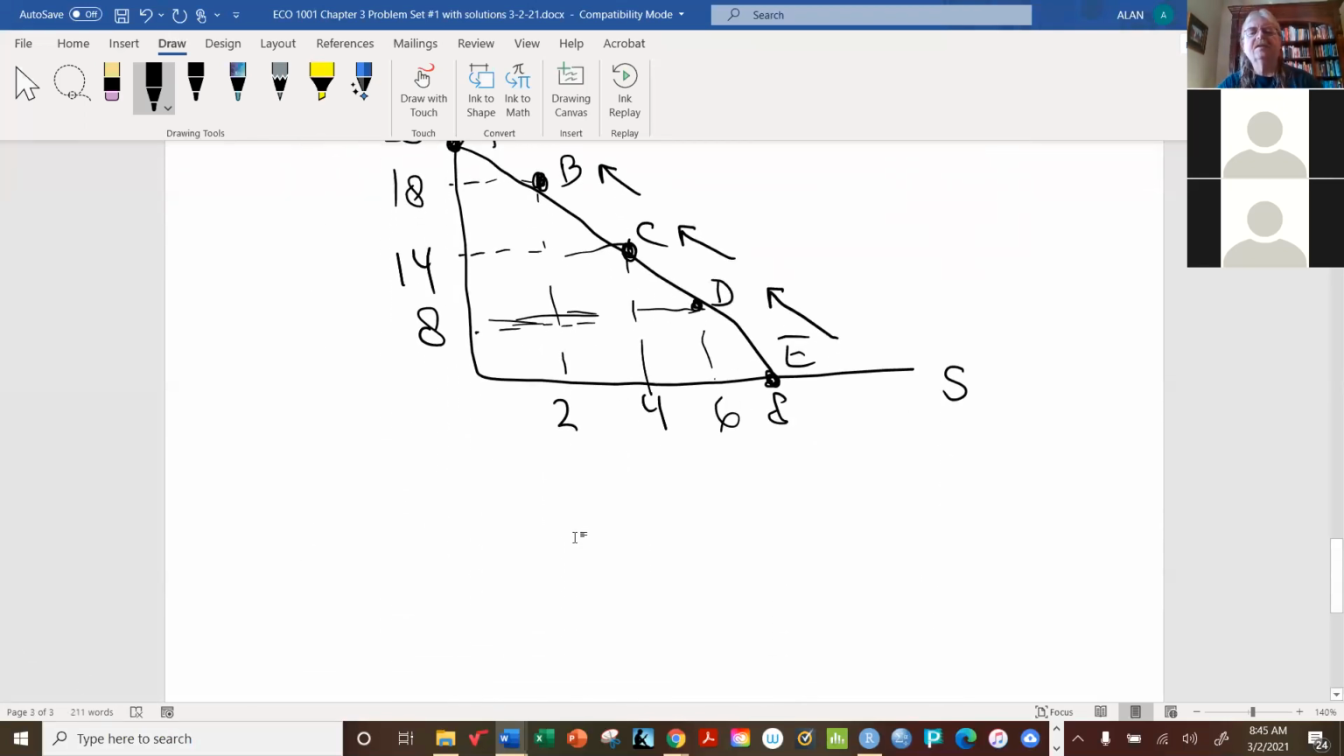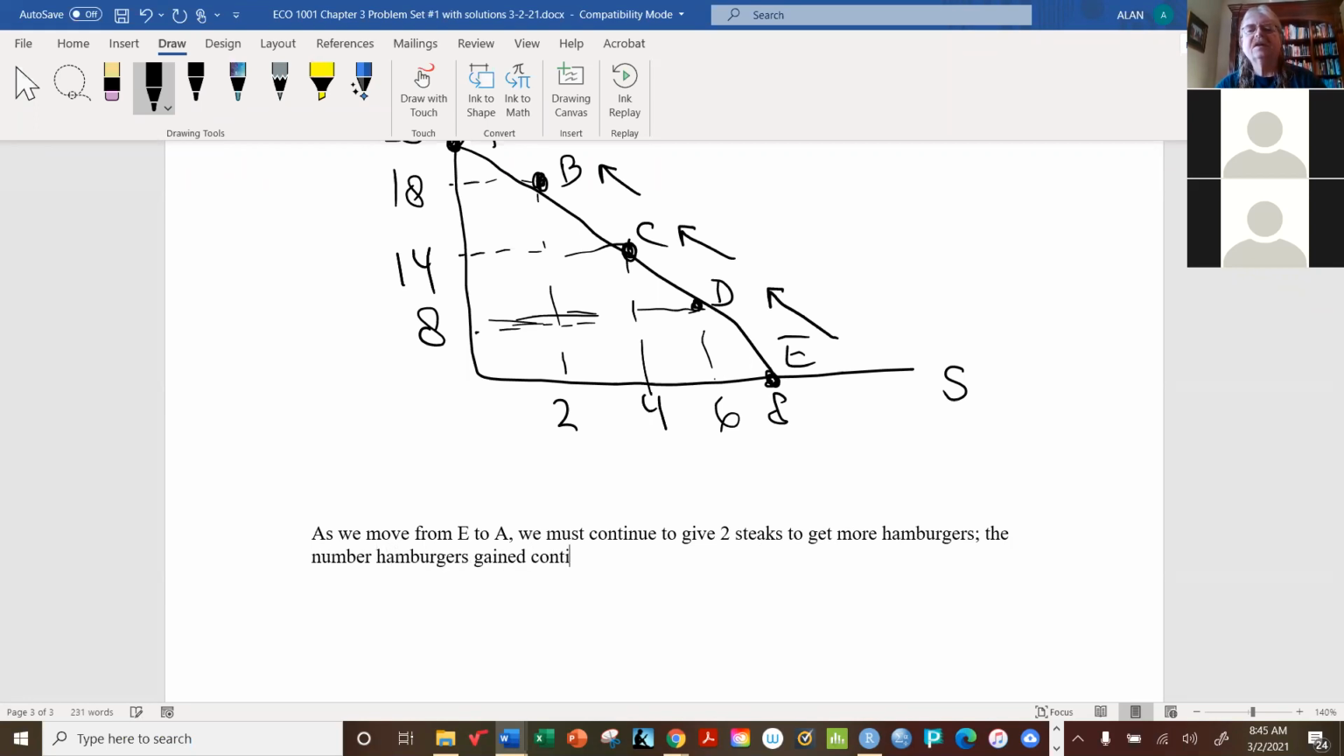All right, so the bottom line here is that as we move from E to A, we must continue to give up 2 steaks to get more hamburgers. The number of hamburgers gained continuously declines or decreases so that the opportunity cost of producing more hamburgers is steadily increasing. Okay, so this is true of any curved production possibilities frontier.